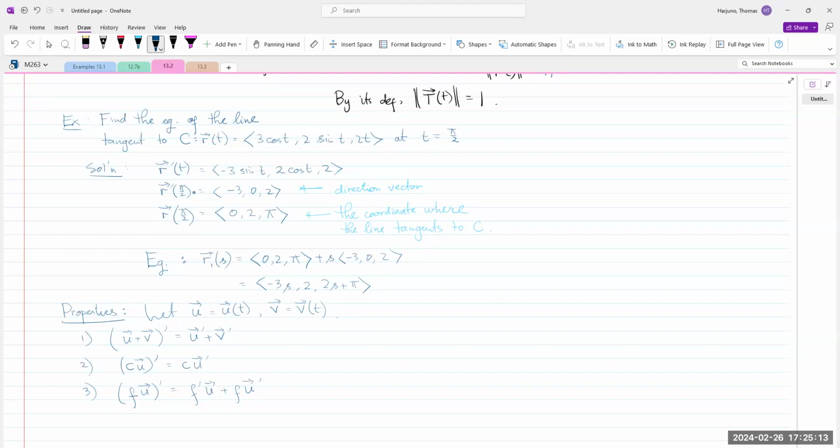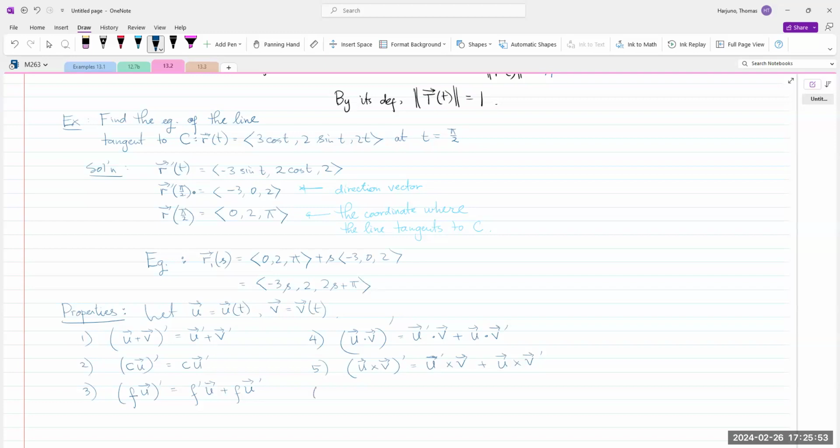In fact, if we go further, the derivative of a dot product equals, we apply the product rule too, but in the dot product version. Likewise, if we have a cross product, the derivative of the cross product follows the cross product rule. So u prime cross v plus u cross v prime.